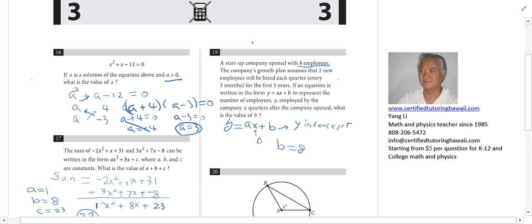In this question, the SAT set up an explanation, and all of that information is actually not necessary for you to do this question. They just test whether you understand the definition of the y-intercept. If you know that's the beginning number of employees, which is 8, that's it. All right, so let's move on to the next one.